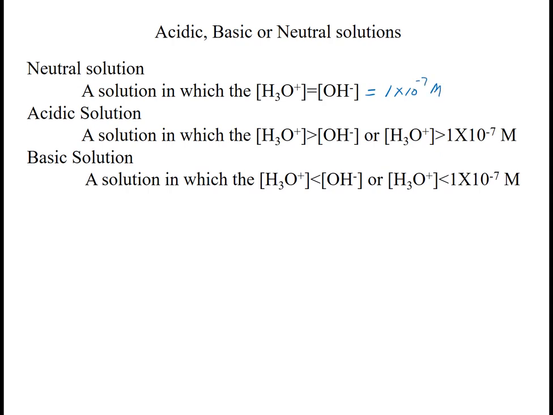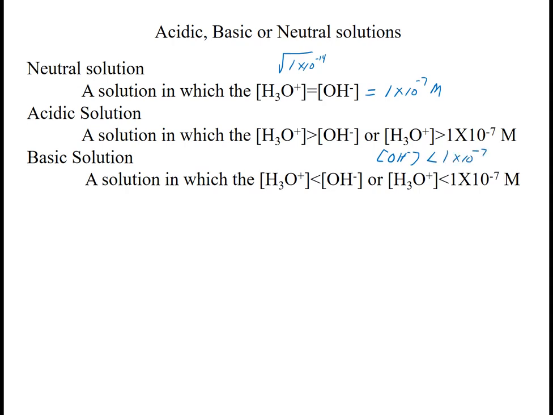And that could be either the hydronium ion concentration or the hydroxide ion concentration. This is obtained basically by taking the square root of 1 times 10 to the minus 14. An acidic solution is when the hydronium concentration is greater than the hydroxide ion concentration, or hydronium is greater than 1 times 10 to the minus 7th. And that also means the hydroxide ion concentration is less than 1 times 10 to the minus 7th.